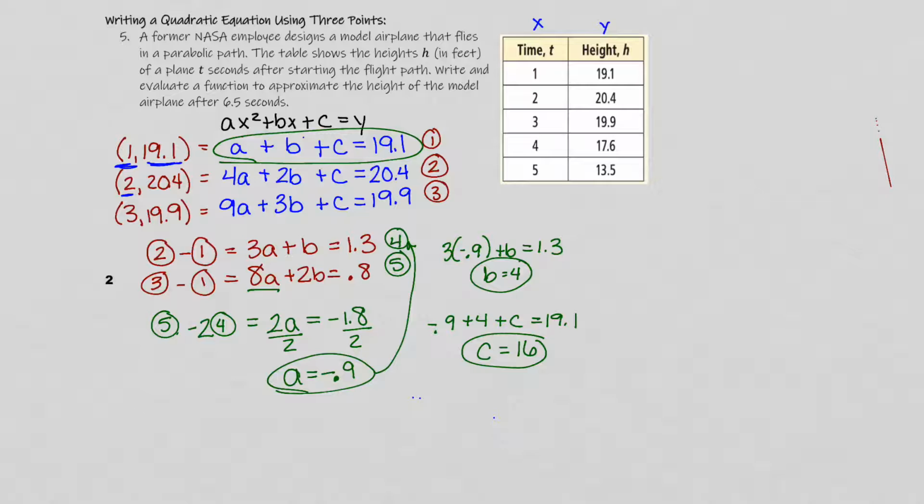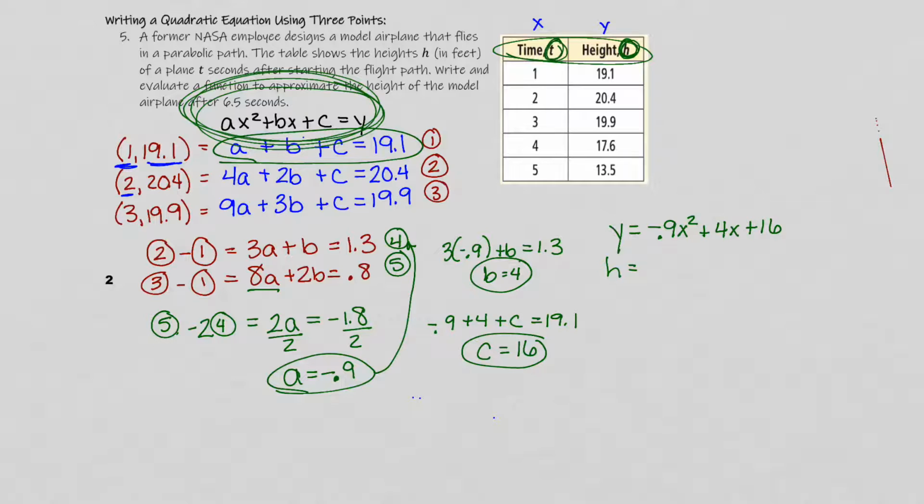So if I write this out as y equals a, which is negative 0.9 times x squared, plus, and I'm using this equation right here, plus b times x plus c. Now the only thing is my variables were not x and y. So y is h here, so I'm going to replace that with an h. X is t, so negative 0.9 t squared plus 4 times t plus 16. Now it's written with the variables that the problem called for.